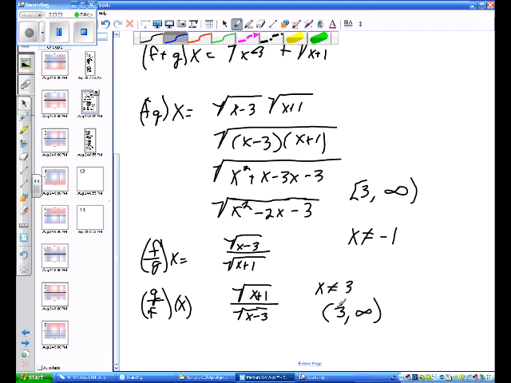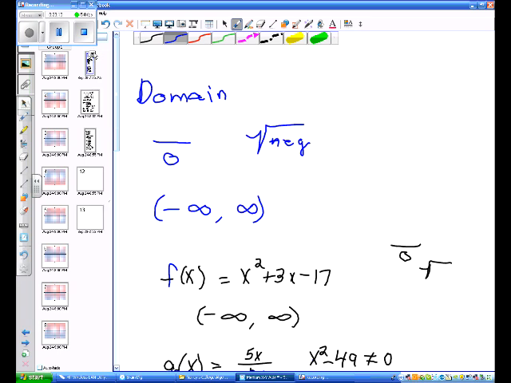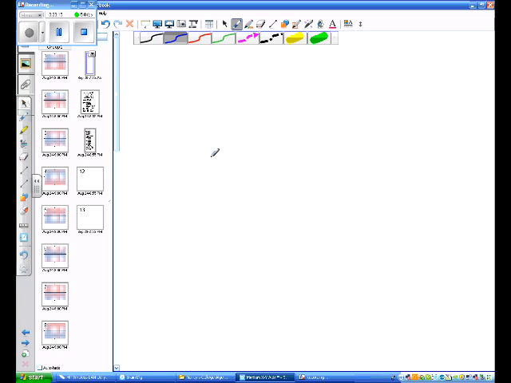So this is working with our combinations where we're adding, subtracting, multiplying, or dividing. You want to make sure that you get your domain and then just do your operation. We also have what's called compositions of functions. And this is where you've got a function of a function.